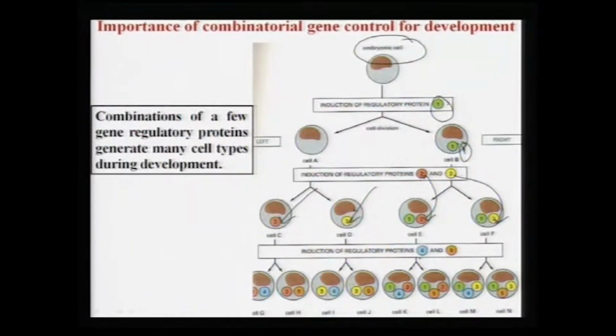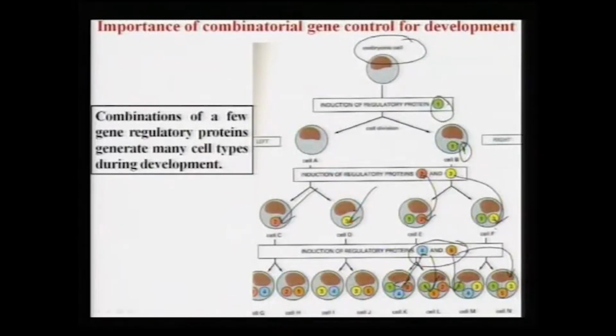Then again they will induce other gene regulatory proteins, that is 4 and 5. Then similarly, these gene regulatory proteins also will enter each of the daughter cells. So, each time the cell divides into 2 daughter cells, the gene regulatory proteins are internalized in the cytoplasm of the cells, and this internalization process actually helps cells to further differentiate into many different other cell types.